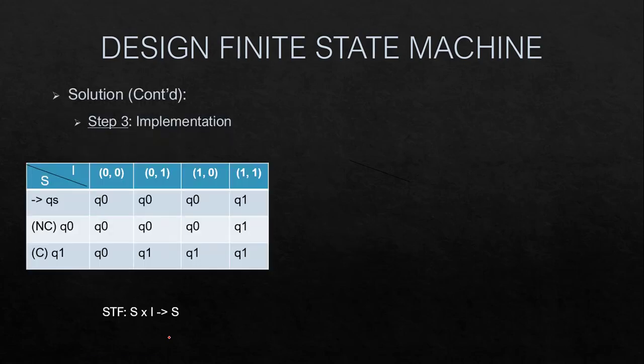So we have the state table. Here we have QS, Q0 representing no carry generated, and Q1 representing carry generated. When we have 0, 0 as the input, after adding 0, 0 we know that no carry is generated, so we transit to the Q0 state. For 0, 1, no carry is generated. For 1, 0, again no carry is generated. And finally for 1, 1, we know that a carry will be generated, so we transit to the Q1 state, which represents carry generated.